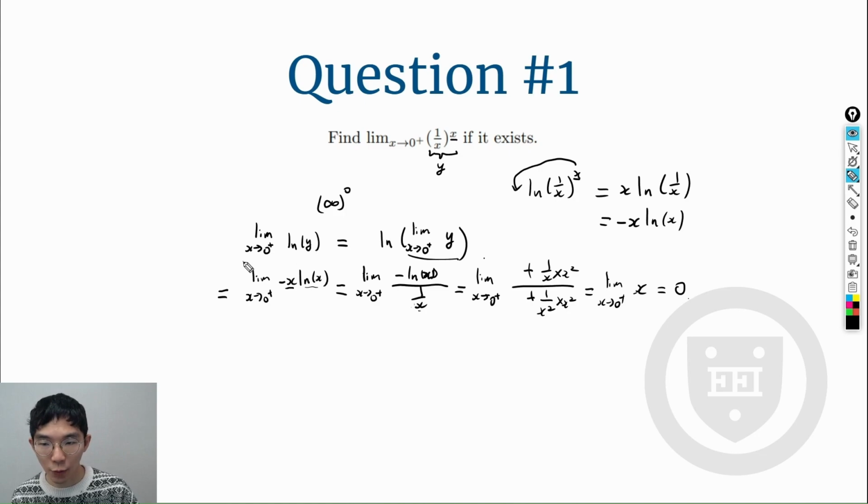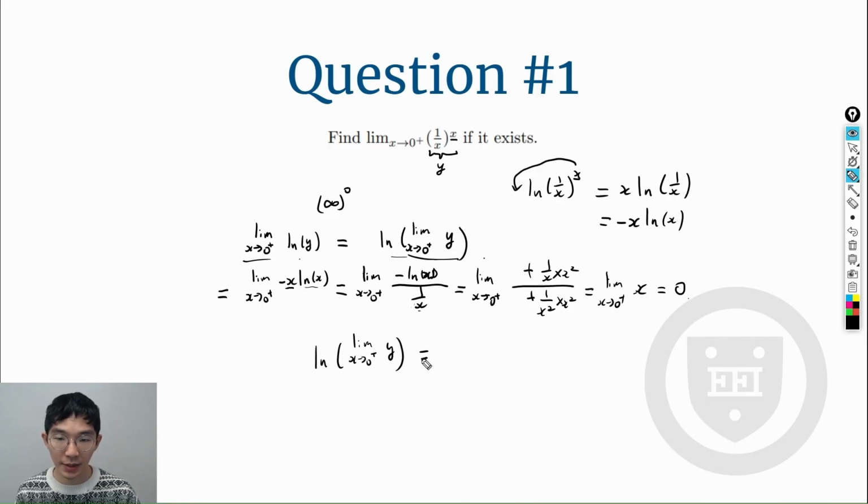And what do we know? We know that the limit as x approaches 0 from the right of ln of y is equal to 0. That means the inside expression, the limit as x approaches 0 from the right of y, the original (1 over x) to the power of x, has to be equal to what? We take the power of e on both sides, and that tells us that the limit as x approaches 0 from the right of y has to be equal to 1.